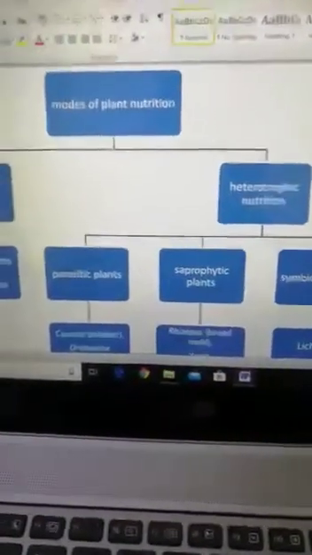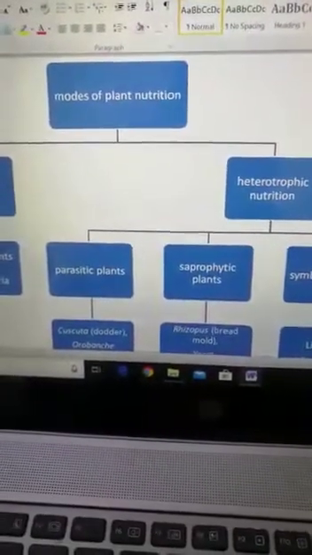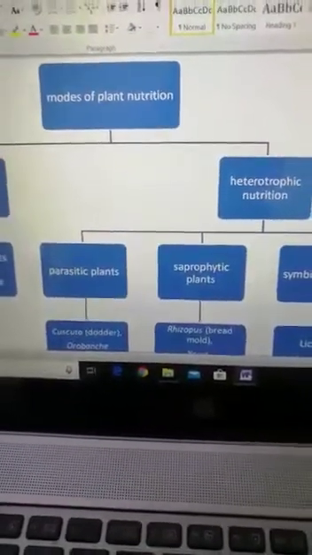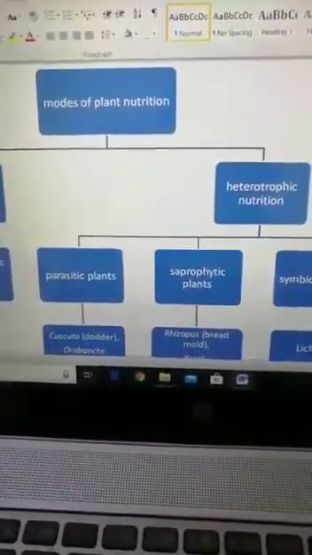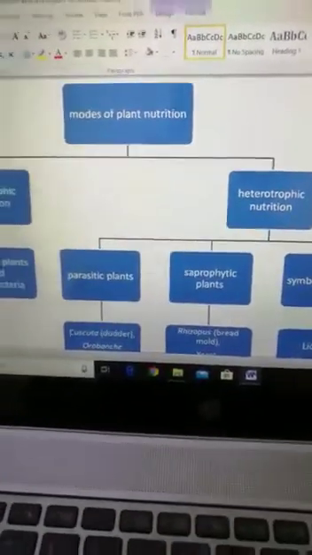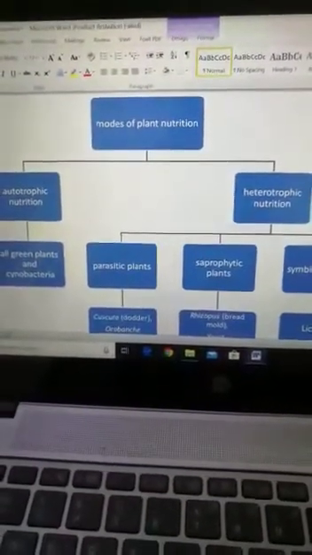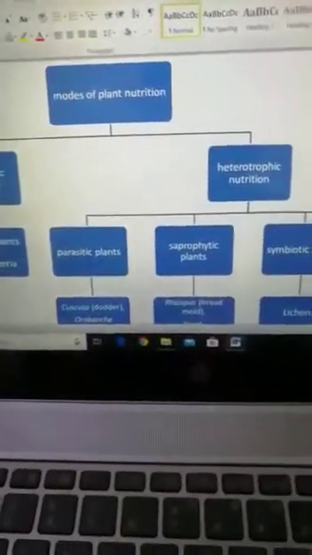Mode of nutrition means the mechanism by which organisms obtain their food. In the same way, the way in which plants obtain their food is known as the mode of plant nutrition. There are two types of nutrition in plants. One is autotrophic and the second is heterotrophic.